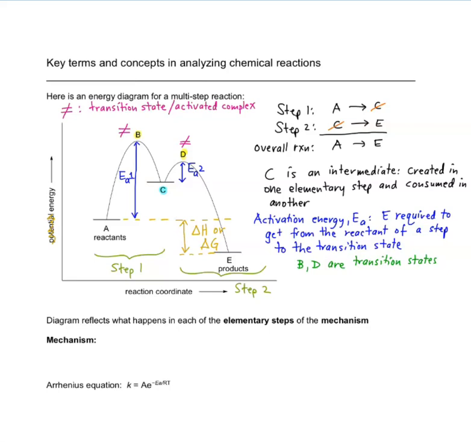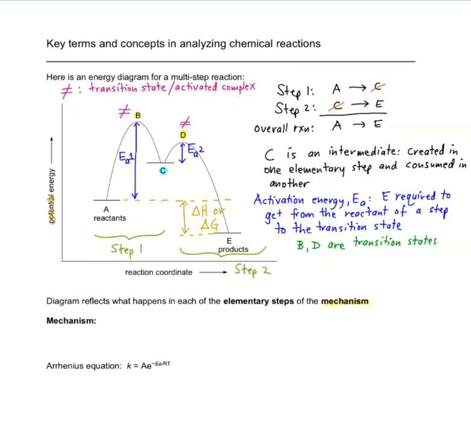So the diagram is a reflection of what's going on in each of the elementary steps of the reaction, or of the chemical mechanism. So the mechanism. A chemical mechanism is just a step-by-step description of how a reaction is happening.